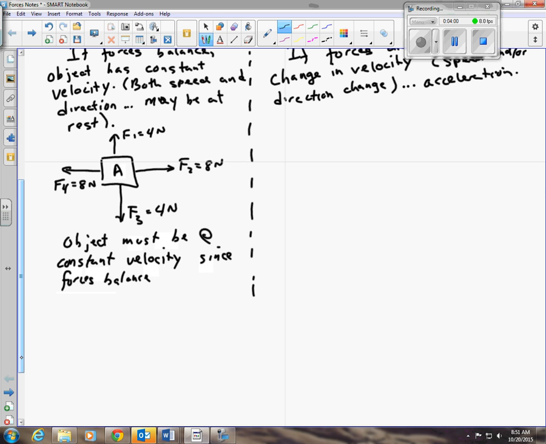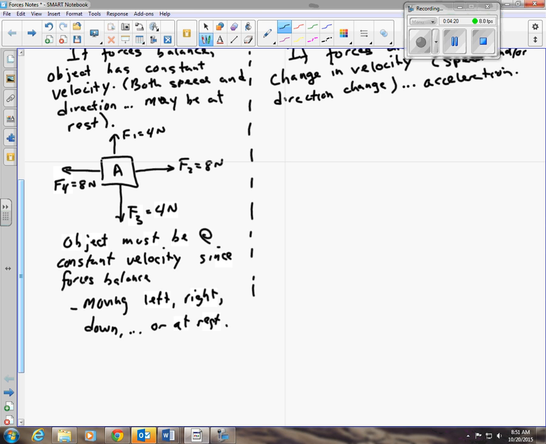Now, we don't really know anything about that constant velocity. It could be moving right, down, or at rest, because the force is balanced.